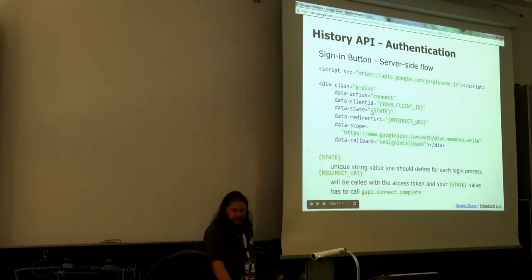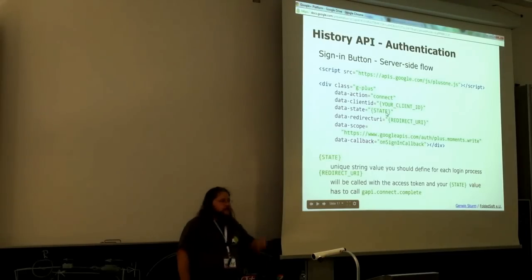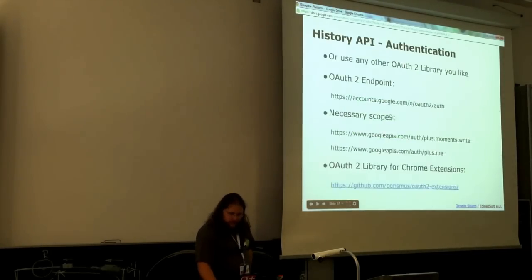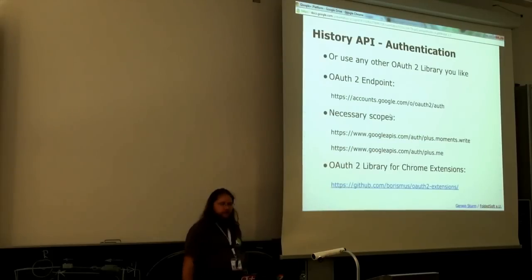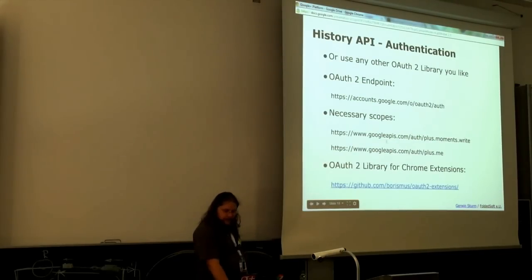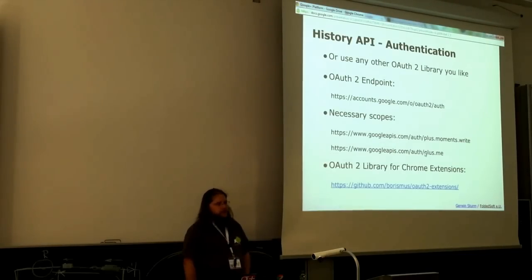What you can also do is supply a state variable which you define, so you can check on the server side if this request is still the correct one. And you don't have to use this workflow if you have some other OAuth2 libraries which you like to use, you can use those as well. The important thing is that you request the plus.moments.write and the plus.me scopes. The plus.me scope is so that you actually allow the application to know that this is this Google Plus user.